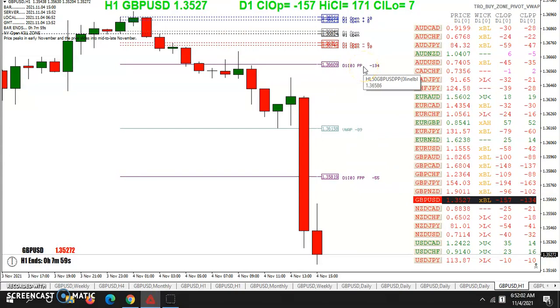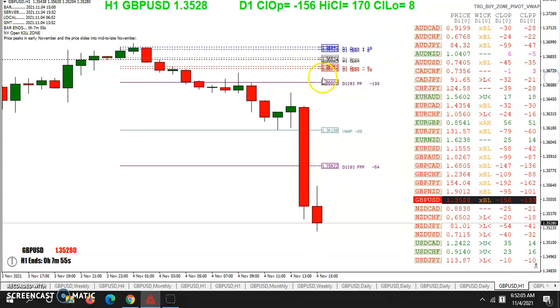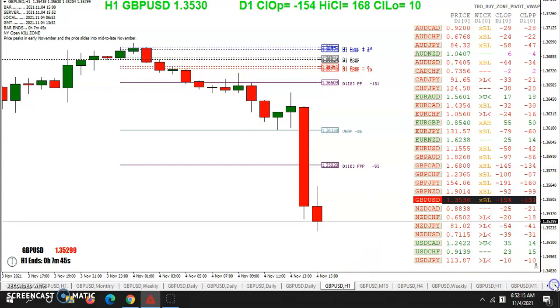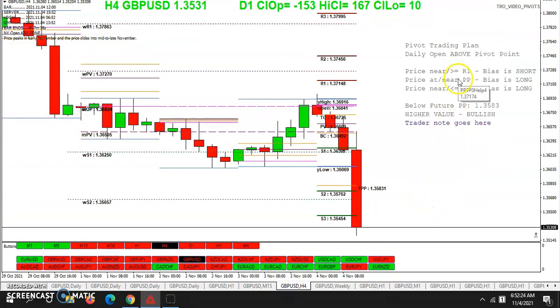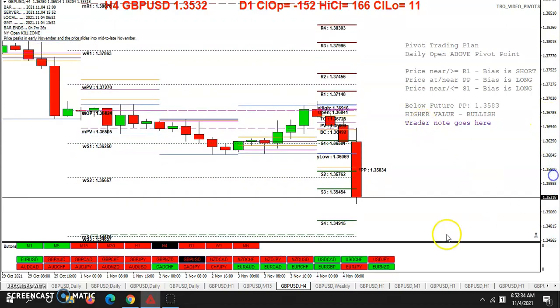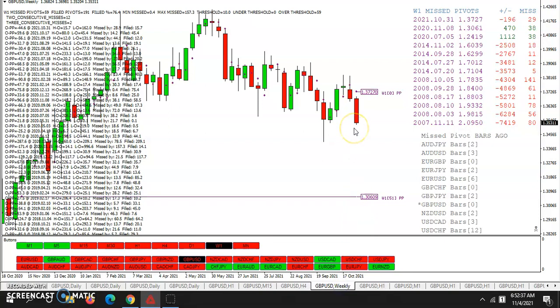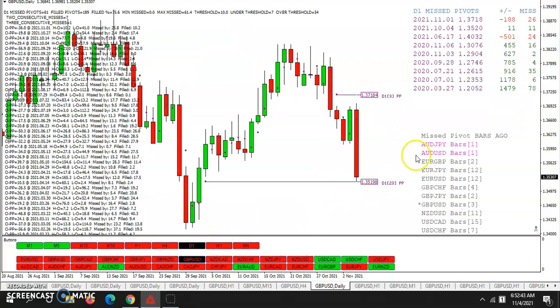You can see we hit the pivot point. So for those pivot traders, you were paid off. It's time for the red rats to feast. Price near pivot, bias is long. Hopefully you took your profit. We missed this week's pivots, but I think we took out some daily pivots. Well, there's one that hasn't been taken out here.